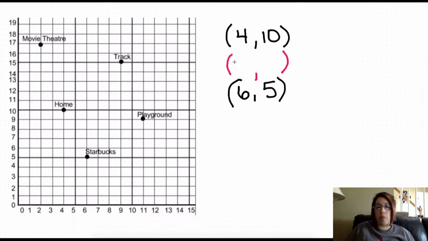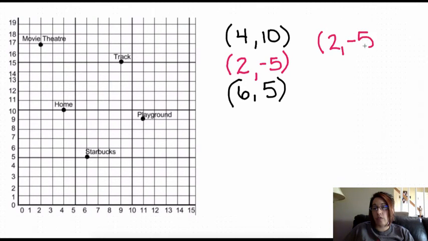Now watch how I do this. 4, what math problem would we put here to make a number sentence that equals 6? So 4 plus 2 equals 6. In this case, we don't need to put the plus sign because it's implied when there's just a number. But let's look at the 10. We start at 10 and need to do something to get to 5. Well, 10 subtract 5 equals 5. So the coordinate to describe our trip would be 2, -5.